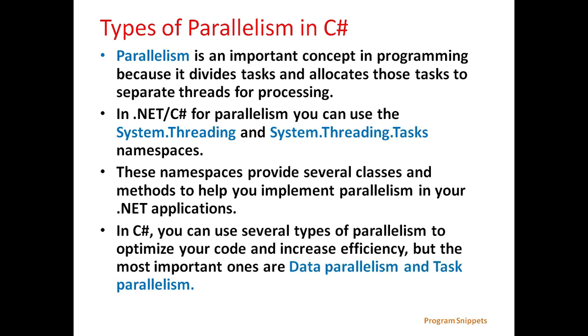In C#, you can use several types of parallelism to optimize your code and increase efficiency. But the most important ones are data parallelism and task parallelism.